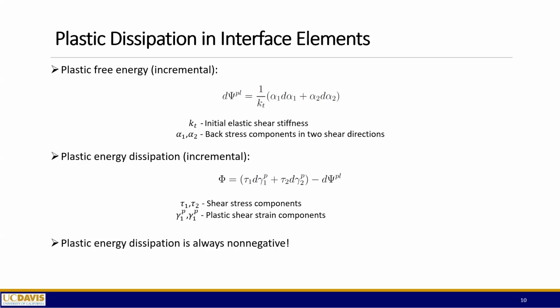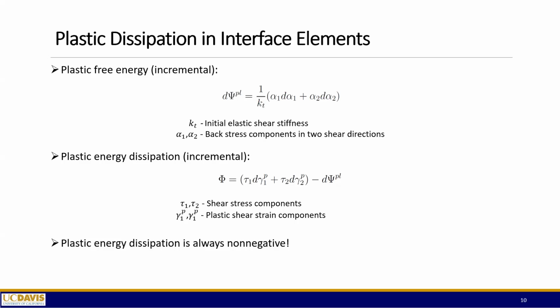Okay, so now we have discussed the three different types of material models, so we can show the equation of plastic energy dissipation in the interface elements. First, we have the plastic free energy in the incremental form. This is the equation for that. As you can see, the plastic free energy is indeed related to the internal variables, which are the back stress, or the two components of the back stress for those models.